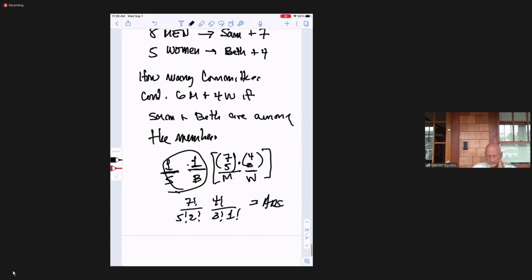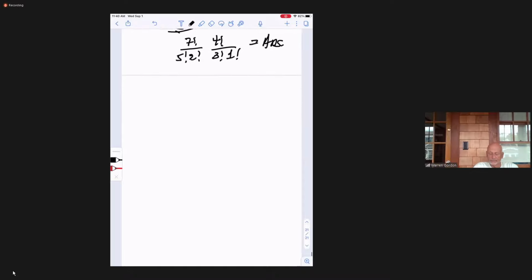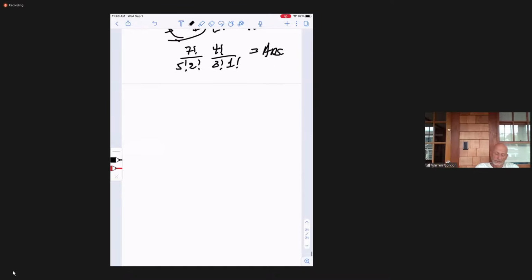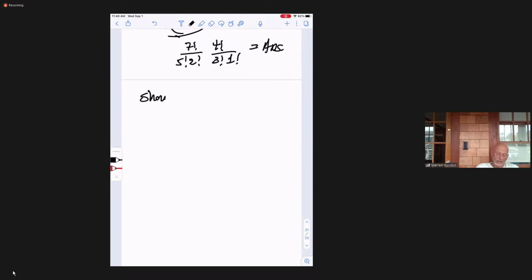One last example, okay? Show any set of n elements has 2 to the n subsets. I want to show you another way of doing this problem. In fact, let me do a simpler problem.